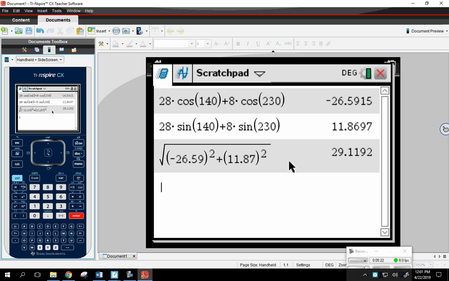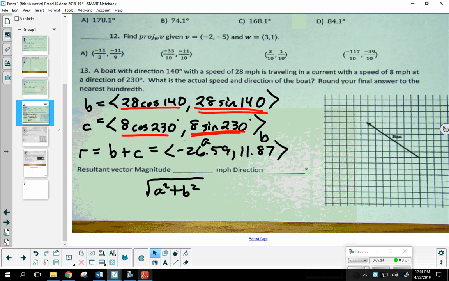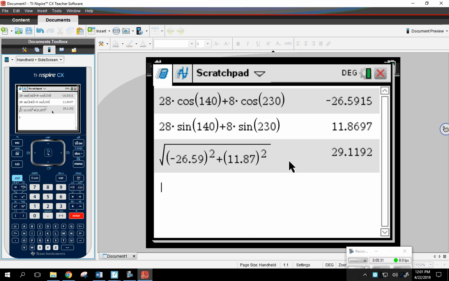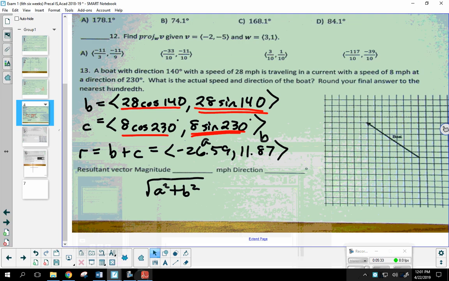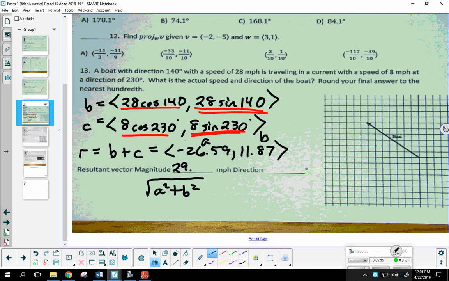And I think, did I say to the nearest tenth? Or what did I say on that? Nearest hundredth? Round your answer to the nearest hundredth. That is correct. So I would say 29.12. So the boat was going 28 miles per hour, but with the current, it was actually going 29.12 miles per hour.